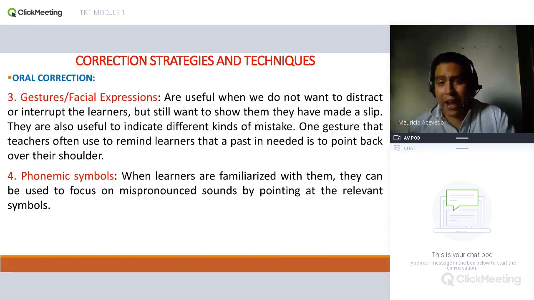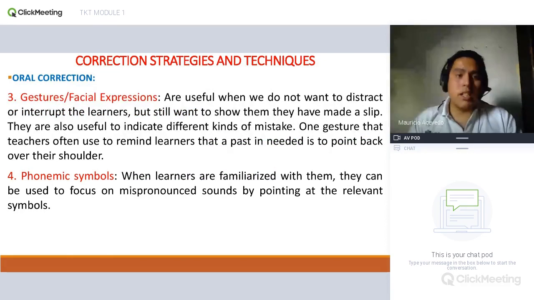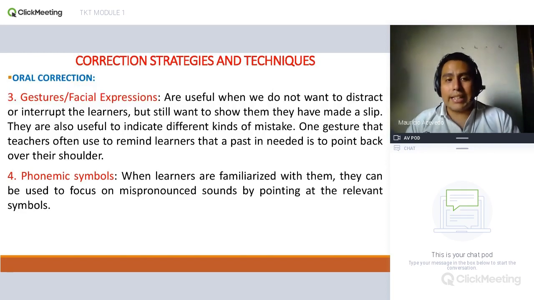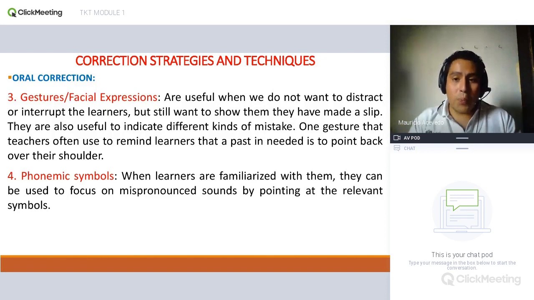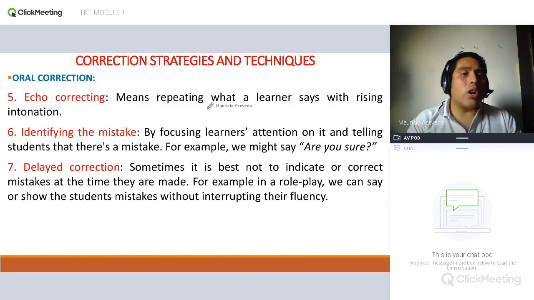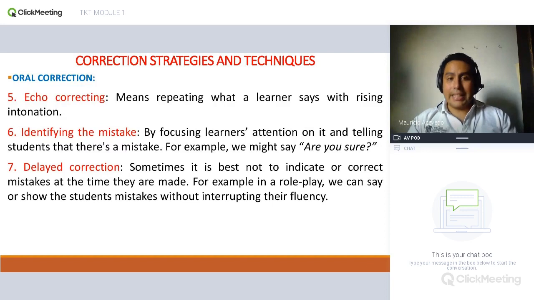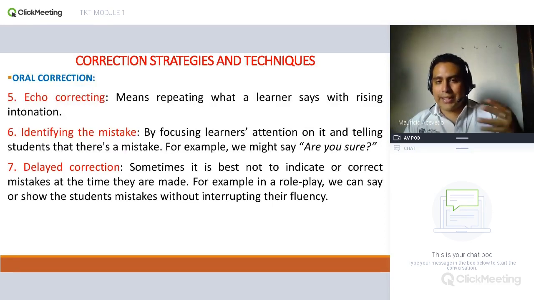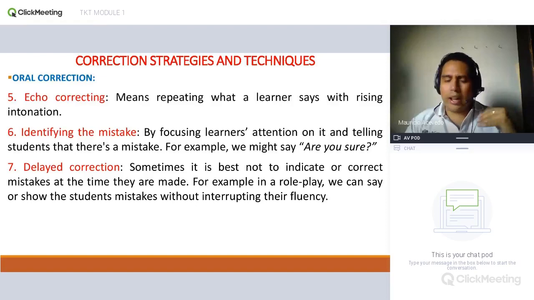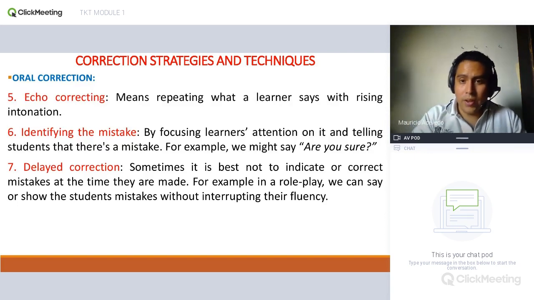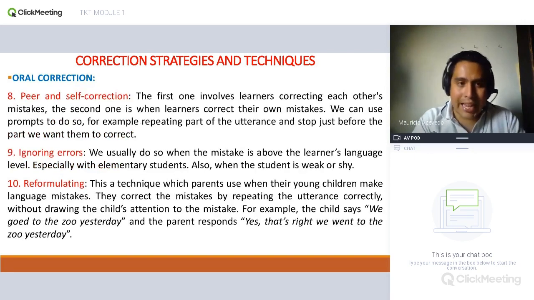Use your face, your mouth, your nose, your eyes to indicate they are making a mistake. Phonemic symbols, especially when they are saying something with the wrong pronunciation, so you can show them the phonemic chart. Echo correcting, raising the intonation a little bit so that the student can realize the mistake, and identifying the mistake, maybe just with tag questions like, are you sure? Really? Something like that. And delayed correction, to wait a little bit and give them feedback at the end.